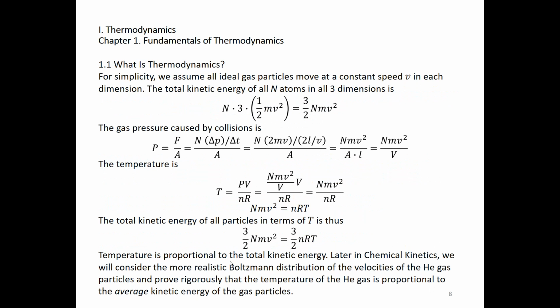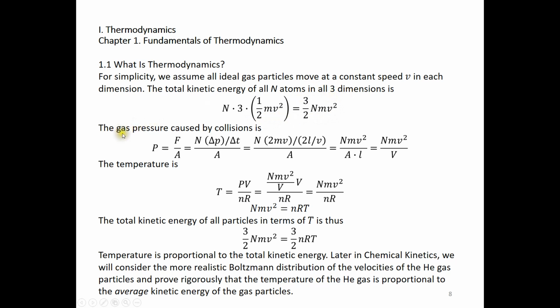For simplicity, we assume that all gas particles move at a constant speed v. So in the previous examples, 600 meters per second in each dimension. And what about the expression of the total kinetic energy of all those atoms? Well, it's pretty simple. We have N atoms. We have 3 dimensions. In each dimension, it's 1/2 mv squared. So we have this formula.